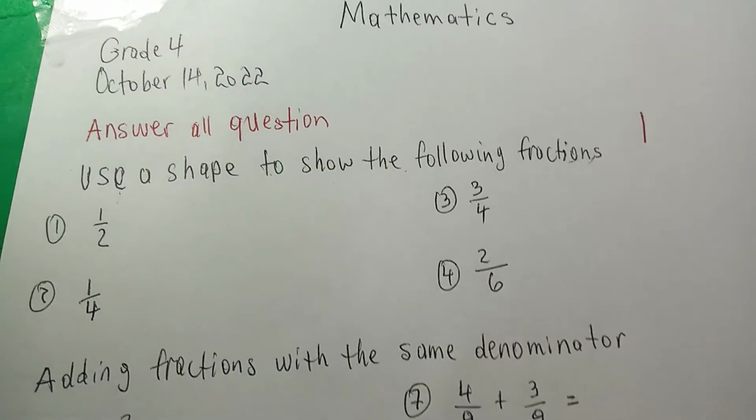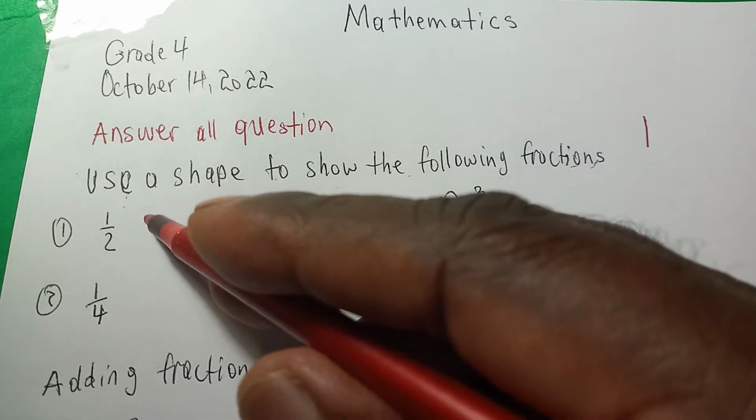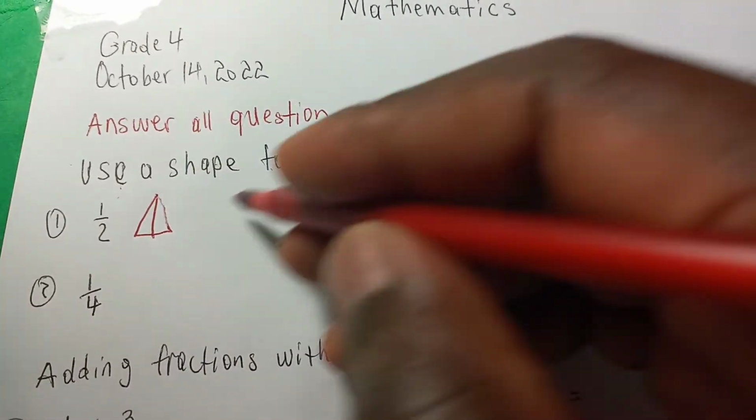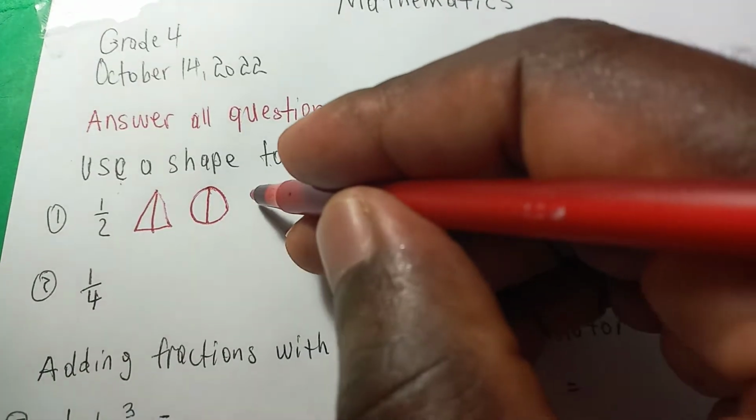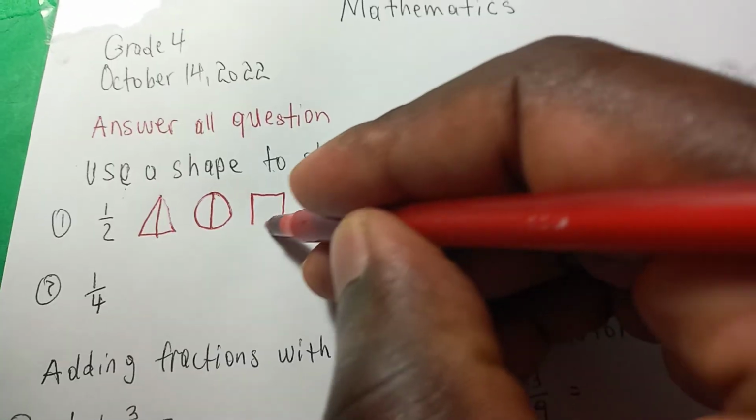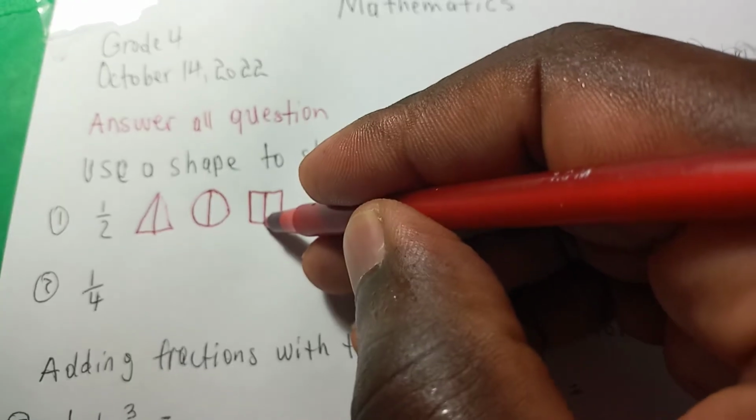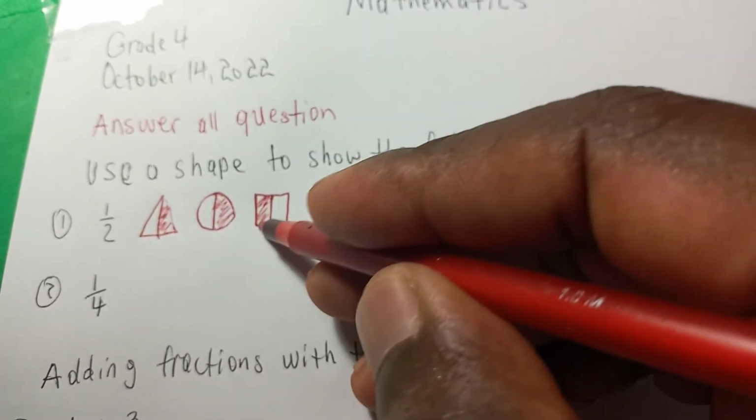Half. We can use 3 or 4 different types of shape to illustrate half. We can use a triangle, split it down in the center. We can use a circle, split it down in the center. We can use a square or rectangle, whatever parallelogram you could use, and split it down into the center. That's okay. I have no problem with that. You can use any of these 3.